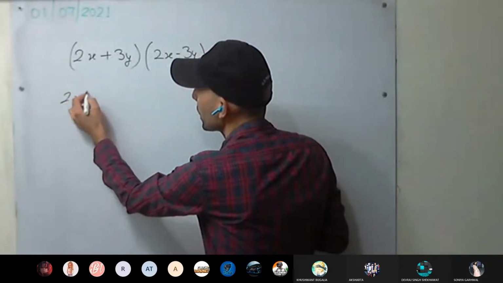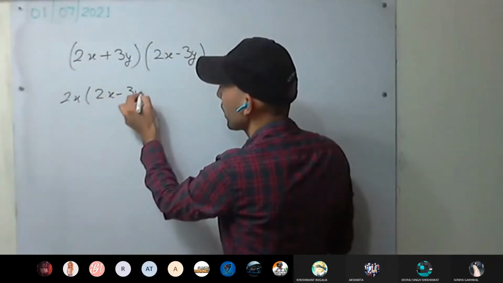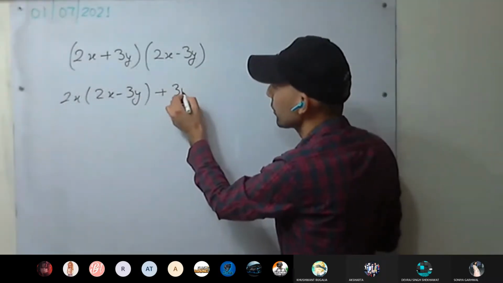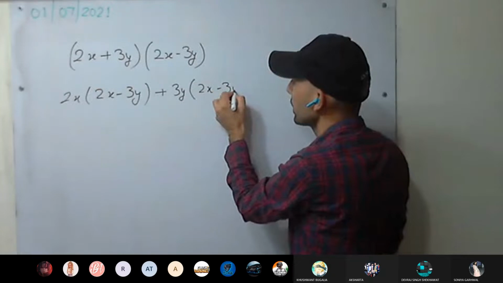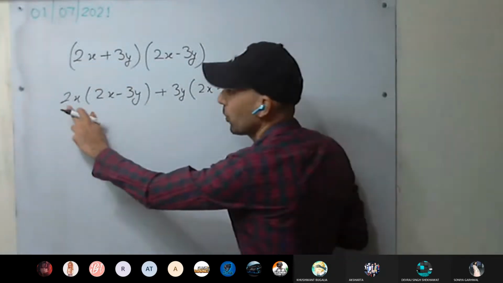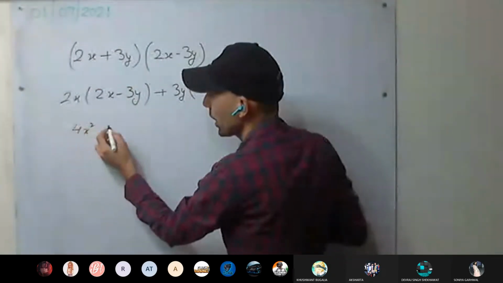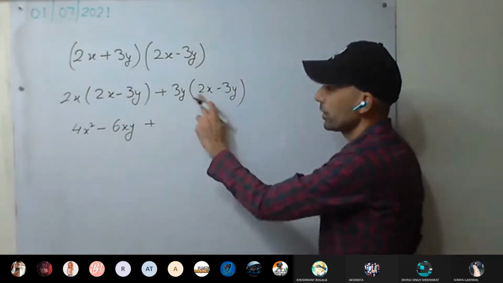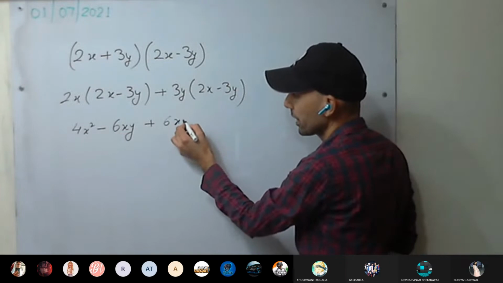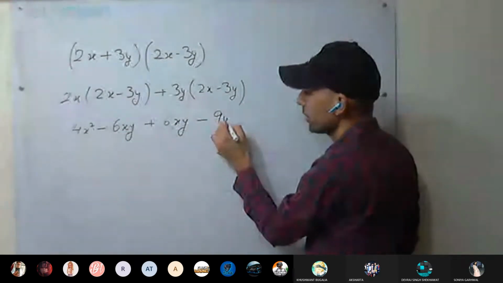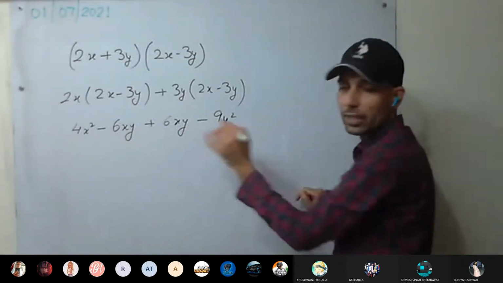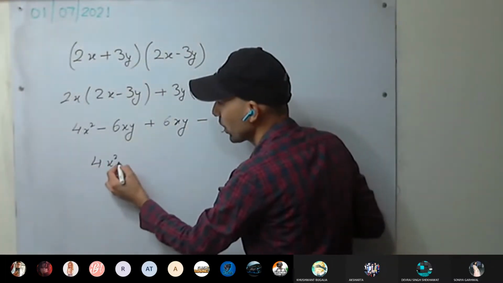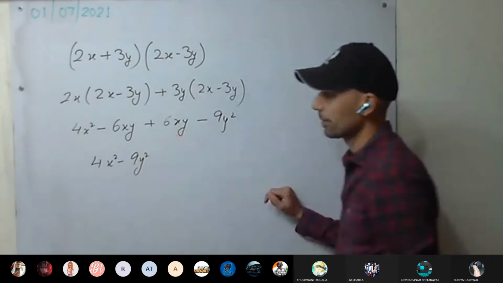So 2x multiplied with 2x minus 3y. Everyone keep doing it in your notebook. Multiply them: 2x plus 3y, 2x minus 3y. It is how much? 4x square minus 6xy plus 6xy, minus 9y square. Minus 6xy plus 6xy is 0. What is remaining? 4x square minus 9y square.